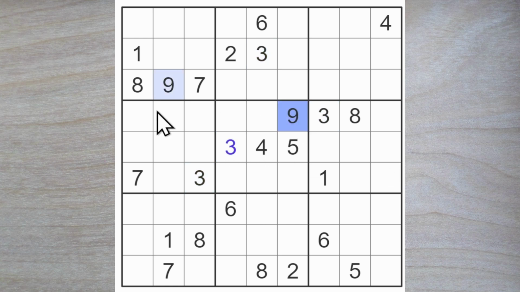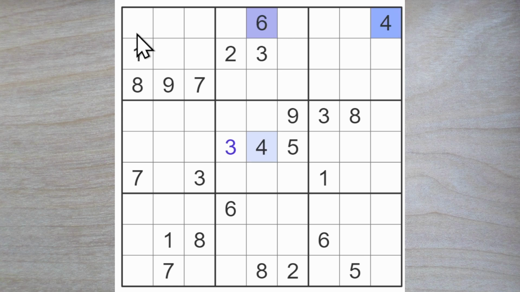So 9s block this way and this way, so one of these is a 9. Therefore, I'm going to have a 9 either here or here. But that doesn't tell me much about where 9 goes in this column. That would be way too early.